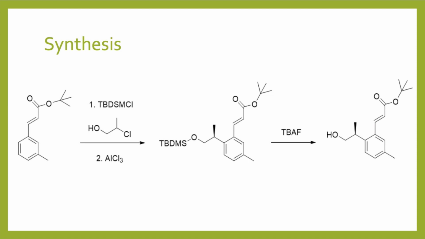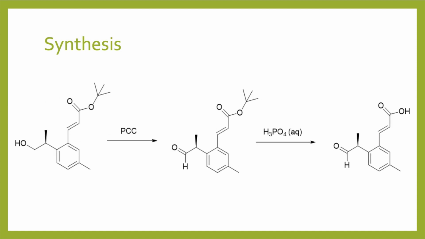The Friedel-Crafts alkylation then occurs. In step 6, tetra-N-butylammonium fluoride, or TBAF, will be added to deprotect the alcohol. Step 7 adds PCC to oxidize the primary alcohol into an aldehyde, and Step 8 adds aqueous phosphoric acid to deprotect the alcohol. The mechanism for this deprotecting step will be explained further on in the video.